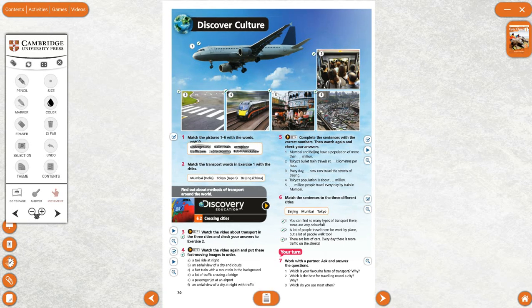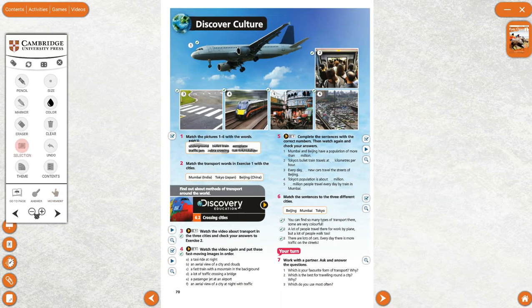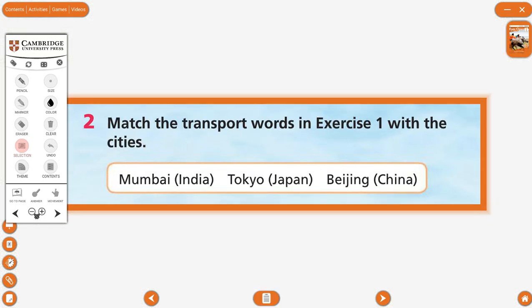Look at exercise 2, please. Match the transport words in exercise 1 with the cities. Look at the words in the boxes and match the transport words in exercise 1 with the cities. Şehirlerle alıştırma birdeki kelimeleri eşleştireceksiniz.